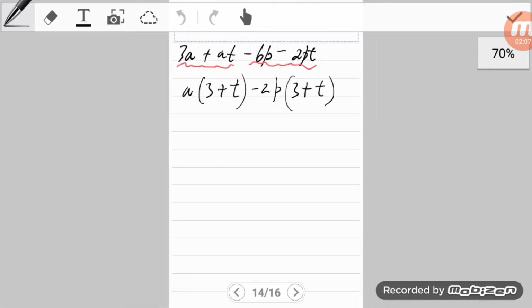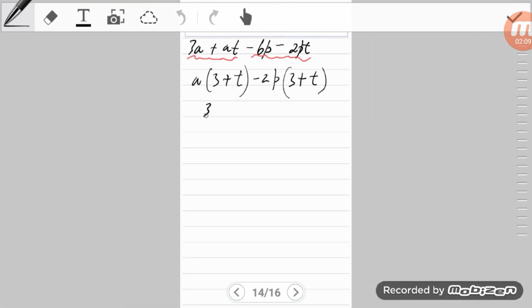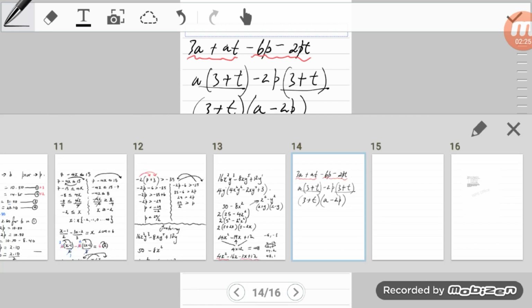So here we go then. The common factor works out to be 3 plus t. As you can see, that's the factor that's repeating itself here and here. And the remaining factor is going to be a take away 2p. So that completes the factoring, and that brings us to the end of that segment of the paper.